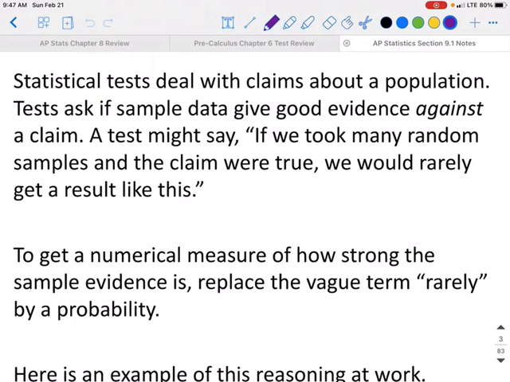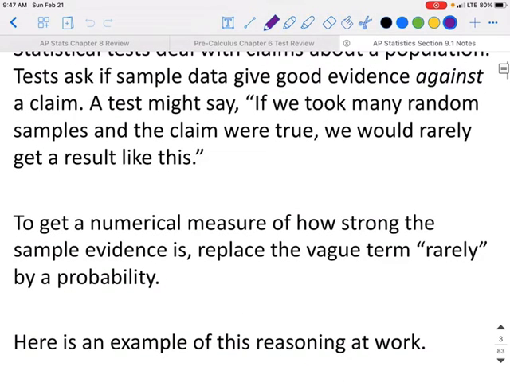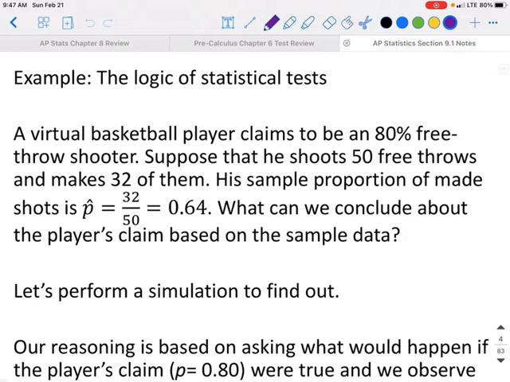So statistical tests deal with claims about a population. Tests ask if sample data give good evidence against a claim. A test might say, if we took many random samples and the claim were true, we would rarely get a result like this. To get a numerical measure of how strong the sample evidence is, replace the vague term "rarely" with a probability. Here's an example of this reasoning at work.